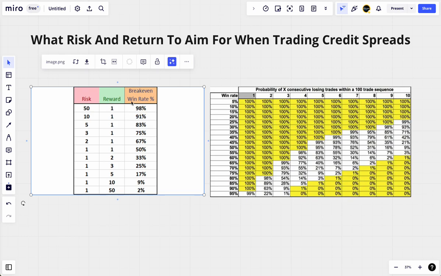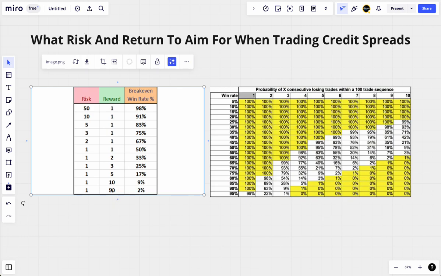So let's say we have a 95% win rate. That means we need to be over this. This table shows the win rate you need in order to break even based on your risk to return. For instance, if you're risking $1 to make $3, or risking 1% to make 3%, you need to have at least a 25% win rate to break even. Anything above that means you're going to win money long term.